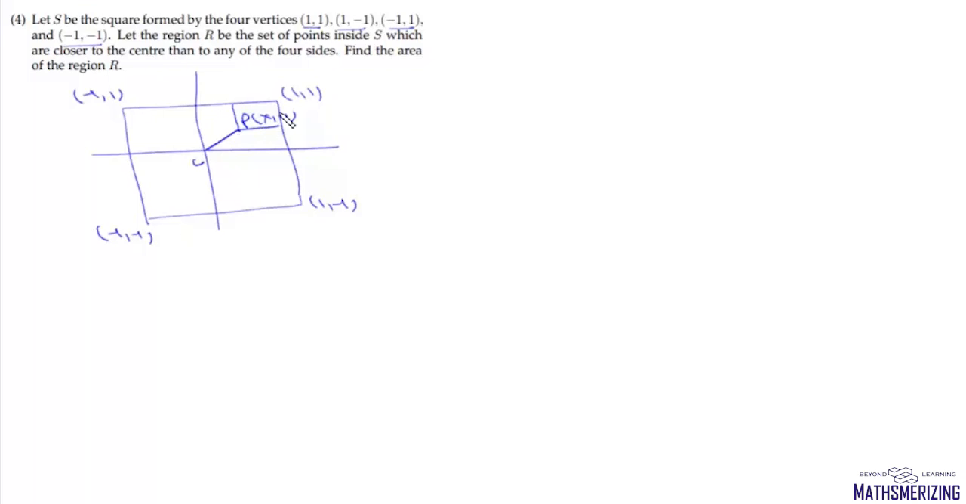Now since this problem is symmetric in all the 4 quadrants, what we'll do is we'll solve this problem in the first quadrant, and then we'll multiply this area in the first quadrant by 4 to get the area of region R.